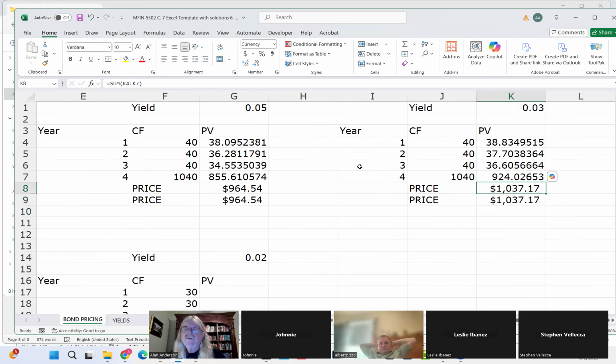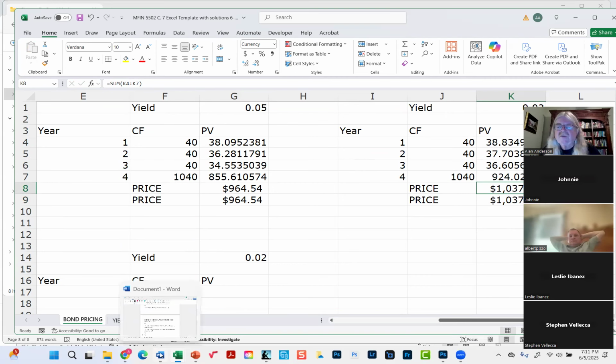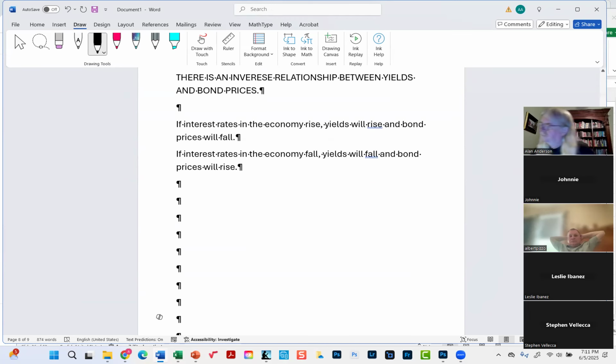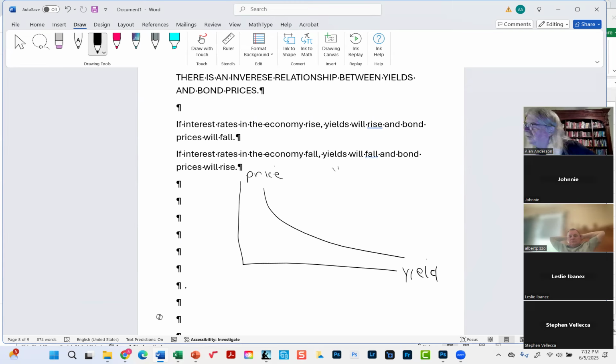Now, if I were to continue doing this with all kinds of different yields, 3, 2, 5, 8, you name it, eventually I could put together this special graph. Price is here, yield is here. So this is the same bond. If you recalculate the price based on all these different yields, you're going to have a very special type of relationship that looks something like this. And this is called the price yield curve.